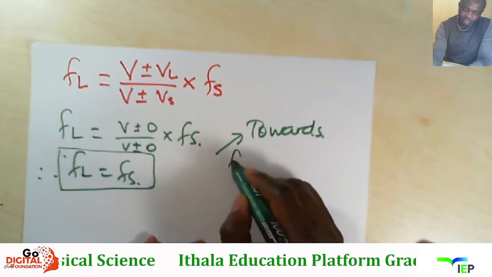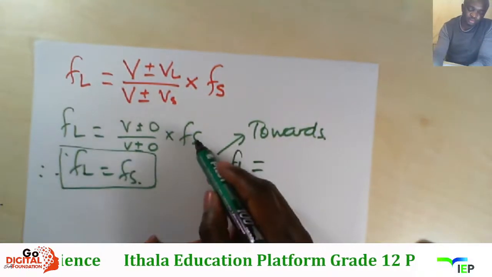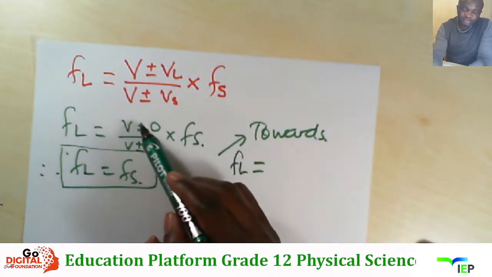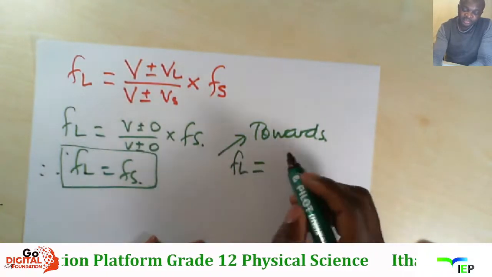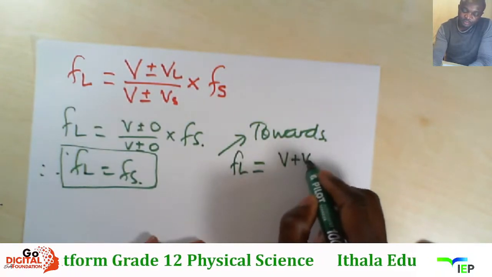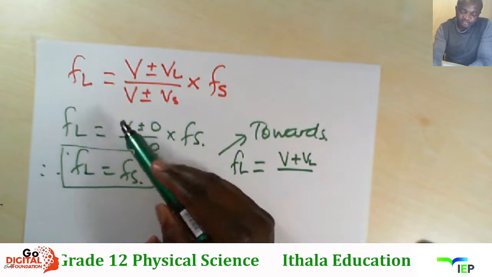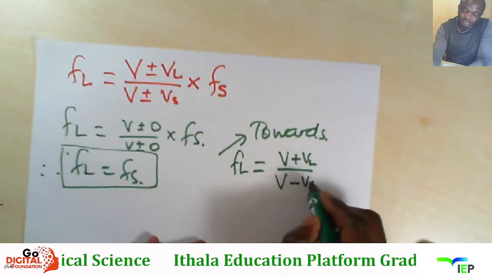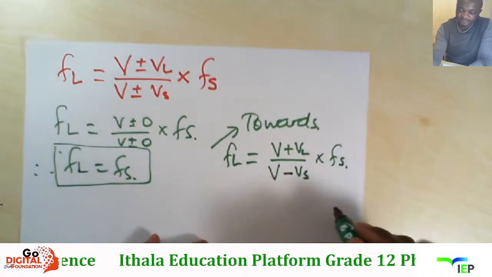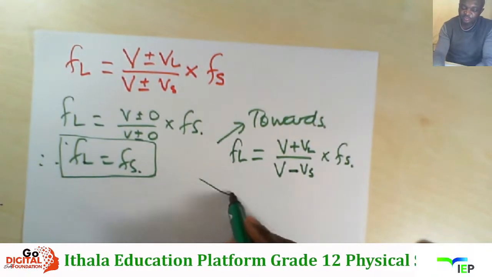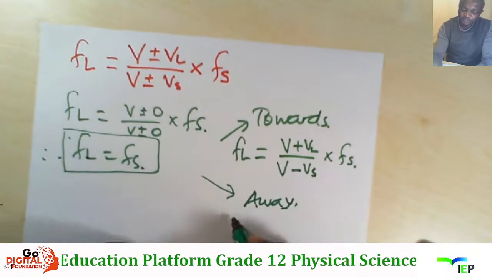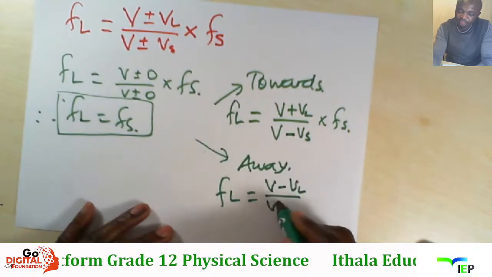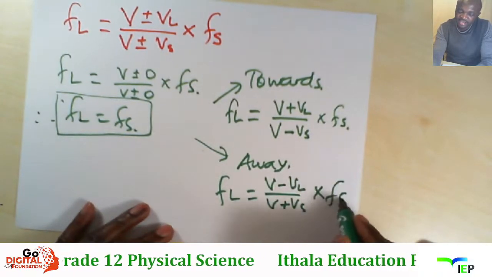Mathematically, to get a bigger number for FL than Fs, the value must be above 1. Above 1 means the numerator must be bigger than the denominator. To make the numerator bigger you say plus VL, and to make the denominator smaller you say minus Vs, then we have Fs, right? But when it's moving away, the same formula will apply, but this time it is V minus VL over V plus Vs times Fs, right?